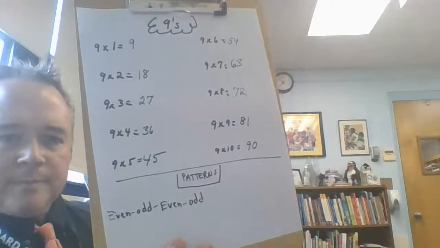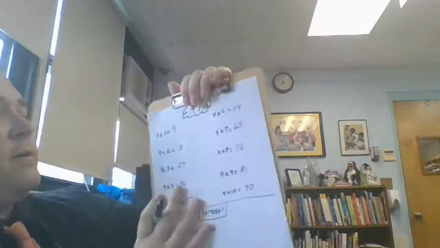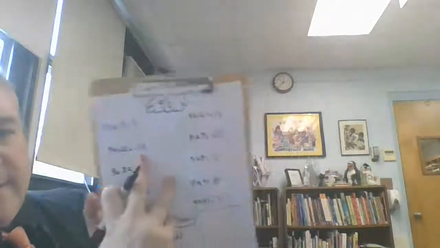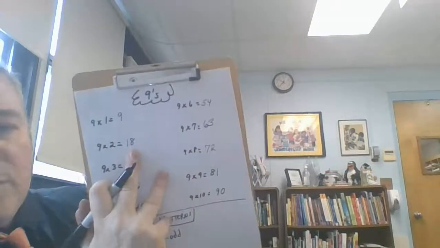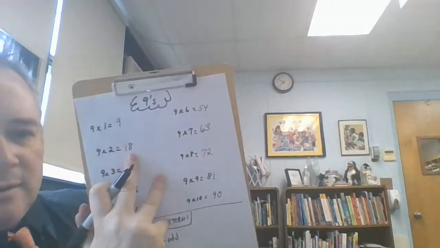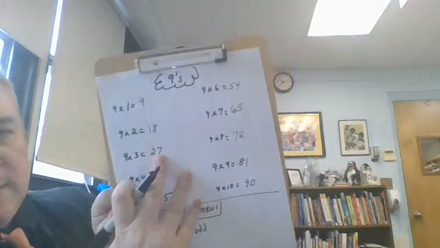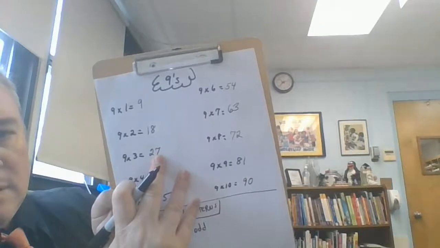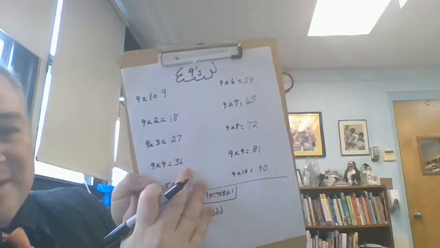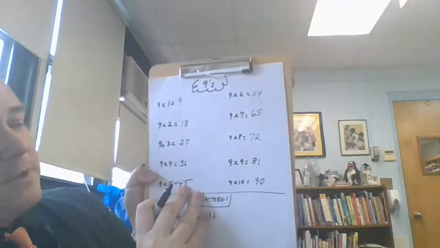I see something. If I look at the number in the ones column, like here, 18, what number is in the ones column? It's an 8, isn't it? The next one in the ones column is a 7. The next one is a 6. Do you see that? The ones column keeps going down.